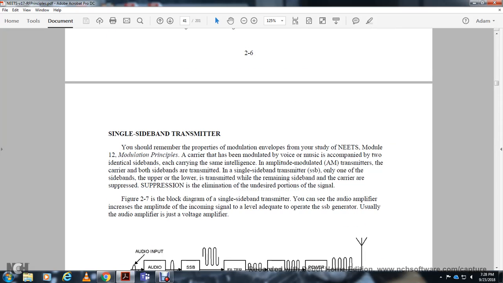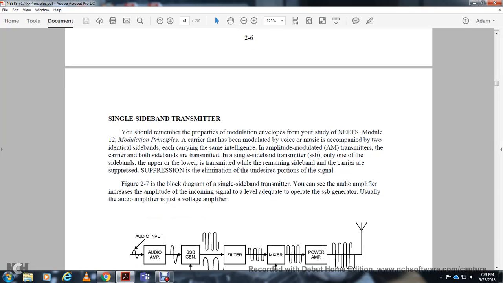All right, the single sideband transmitter. You should remember the properties of the modulation envelope shown in Neets Module 12, Modulation Principles. The carrier, when modulated by voice or music, is accompanied by two identical sidebands, each carrying the same intelligence. Amplitude modulating transmitters transmit both sidebands and the carrier. In a single sideband transmitter, only one of the sidebands, upper or lower, is transmitted, with the carrier suppressed. Suppression is the elimination of the undesired portion of the signal.